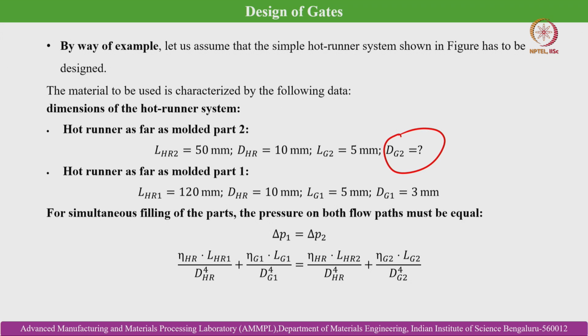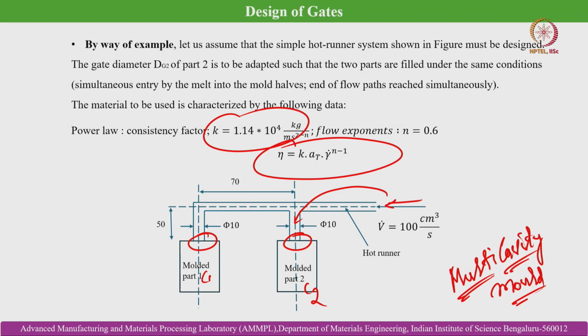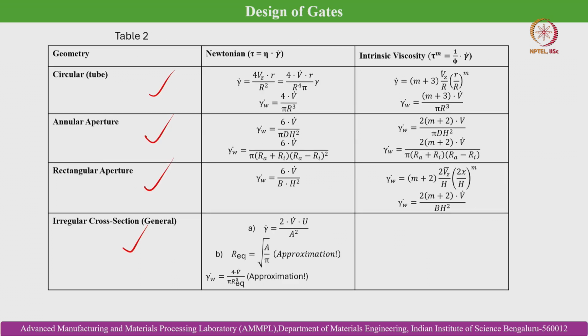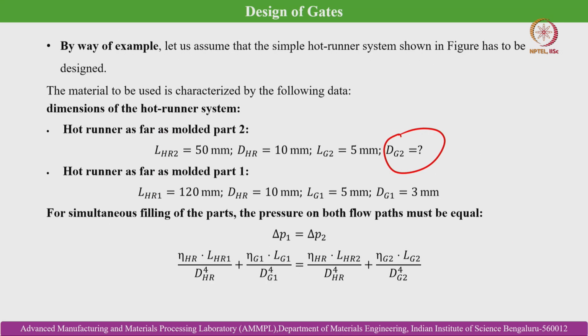So the hot runner system in case of component 1, LHR1 is equal to 120 mm. These are marked over here, you can see, 50 and 120. From here you can understand that 50 plus 70 becomes 120, and in case of here it is 50 only. Hence the distance is 120, and DHR is equal to 10, that is the diameter of the runner is 10 mm in both the cases, and also the lengths LG1 and LG2 are the same, that is 5 mm.